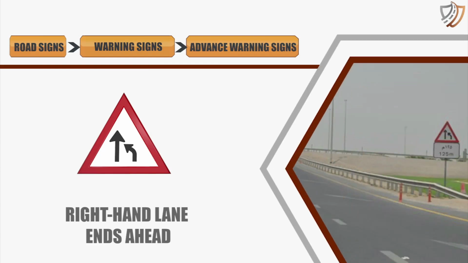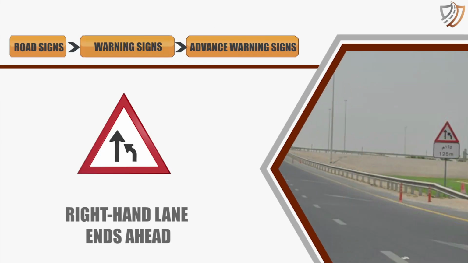Right lane ends ahead. This sign shows that right lane is ending ahead. It is also used on multi-lane roads to warn you that your lane will not continue. Motorists must adjust the speed to change lane towards the open lane without disturbing other traffic.